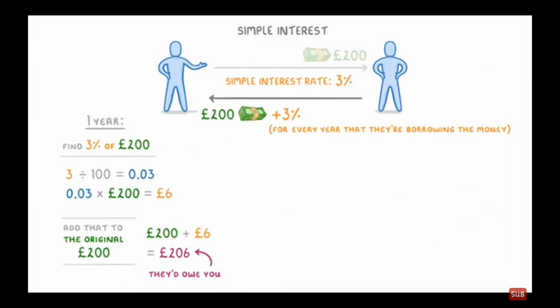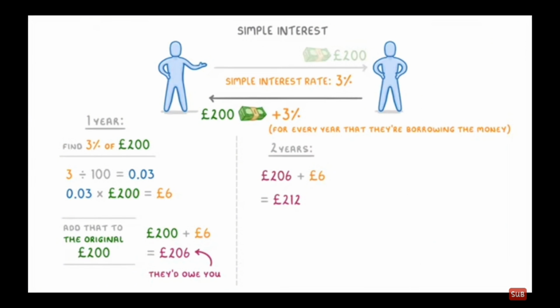Now, of course, they might not have borrowed it for just 1 year. They may have borrowed it for a longer period. So let's now try and find out how much they'd owe you if they kept it for 2 years. For this, we could just take how much they'd owe you after 1 year, so the £206, and then add on another year's worth of interest, so add £6, which would bring the total debt to £212.